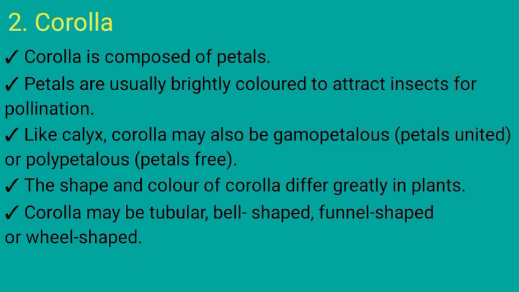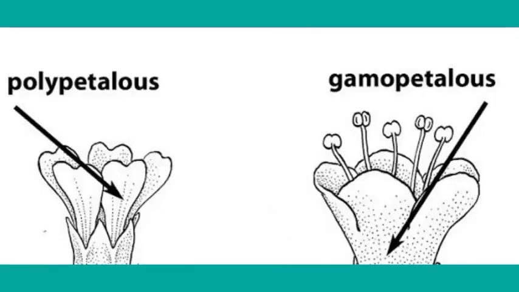Corolla may be tubular, bell-shaped, funnel-shaped, or wheel-shaped. Let's see in the picture, the individual or free petals are called polypetalous condition. The fused petals are called gamopetalous condition. Check the diagrams carefully.